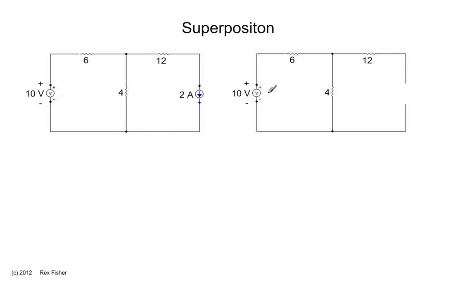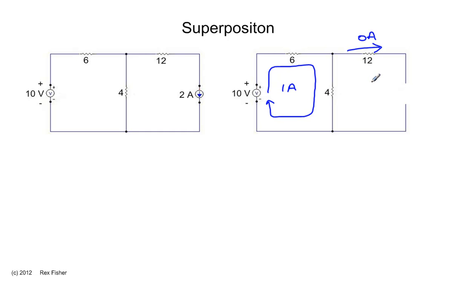That means we're going to have current flowing out of the battery, around the circuit like that, and back to the battery. The current through this 12 ohm resistor here will be 0 because it has no place to go. There's no path back to the battery. Well, we have 10 volts divided by 10 ohms, so that's 1 amp.